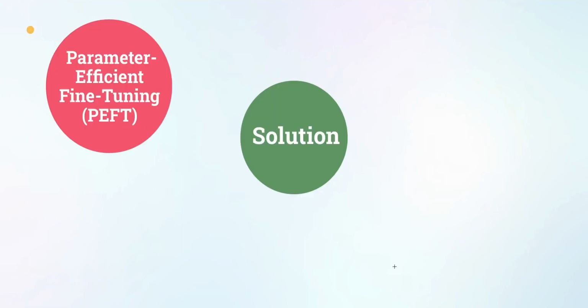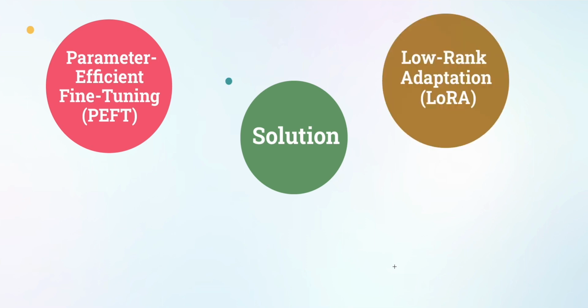The first one is parameter efficient fine-tuning, also known as PEFT. Parameter efficient fine-tuning is a technique for fine-tuning large language models with fewer parameters. This can be achieved by freezing some of the layers of the LLM and only fine-tuning the last few layers that are specific to the downstream task. Additionally, PEFT techniques can also be used to reduce the number of parameters that need to be updated during fine-tuning.